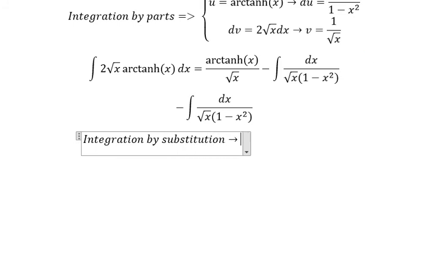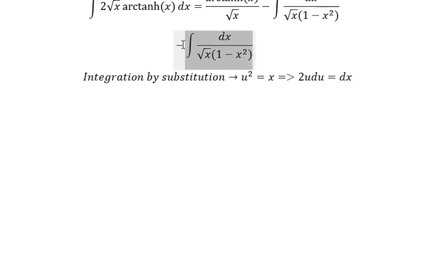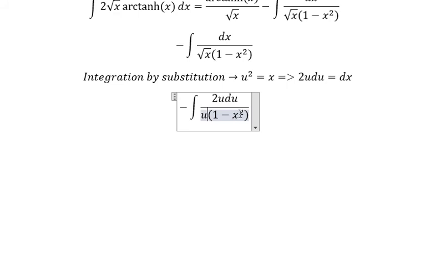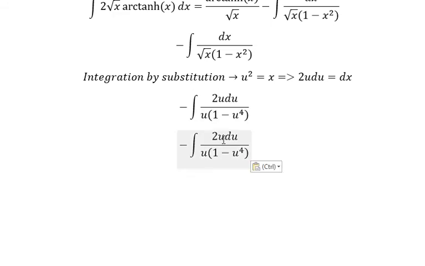So we put u squared equals s. Then we first take the derivative of both sides. So you got 2u du equal to ds. So the ds we change to 2u du. The square root of s we change to u. This one we change to u to the power of 4. u and u we simplify together.